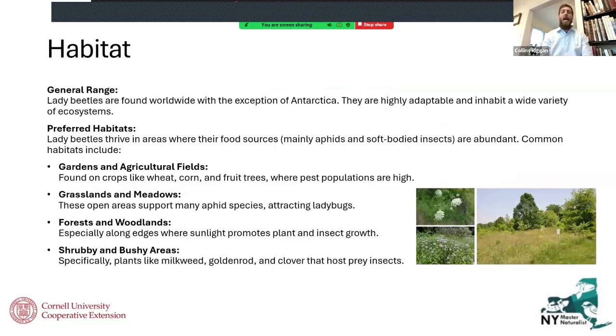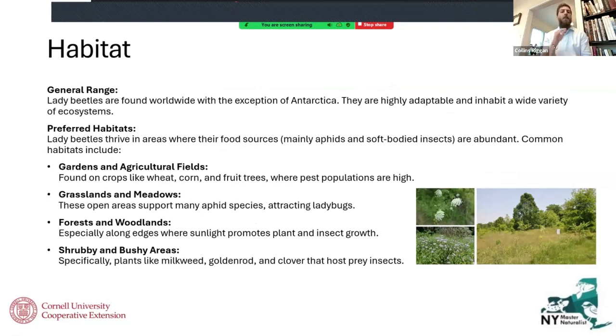All right, so getting into the habitat, which I know a lot of us being master naturalists are really interested in here. So lady beetles are found worldwide except for Antarctica. They're highly adaptable for a variety of ecosystems. They do have some preferred habitats, though. They really like it where there's food sources. So again, an area that's supporting plant life, that's going to host those aphids and soft-body insects. These are the favorites as well.